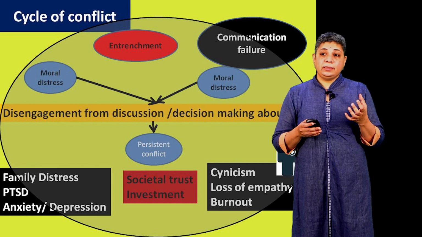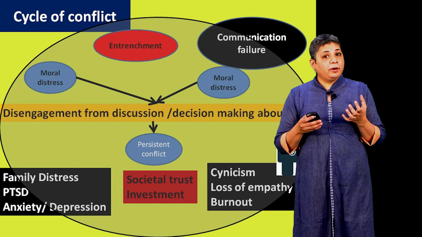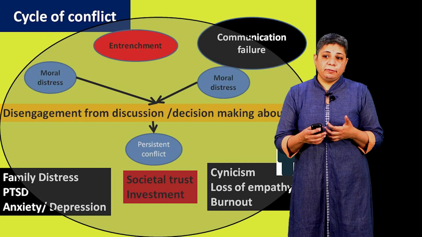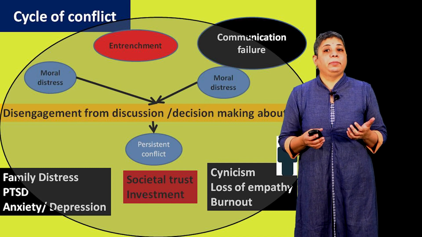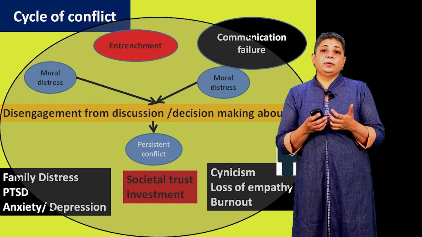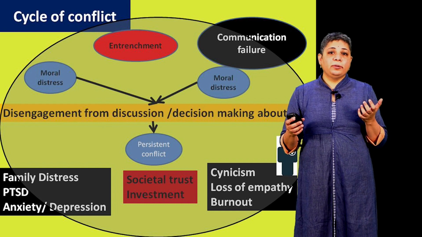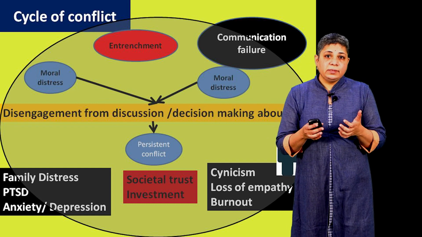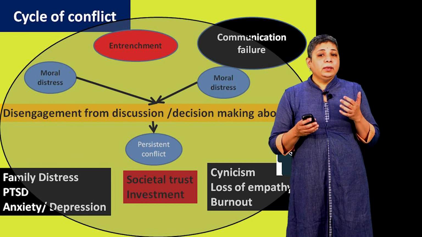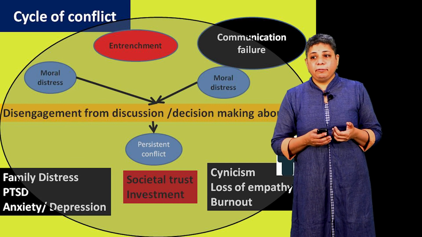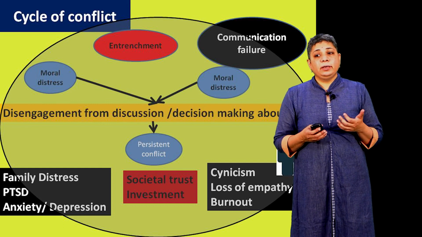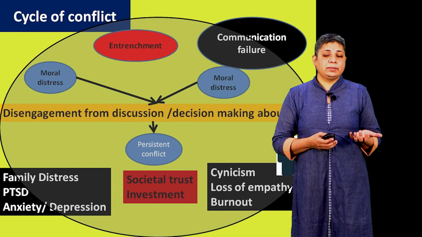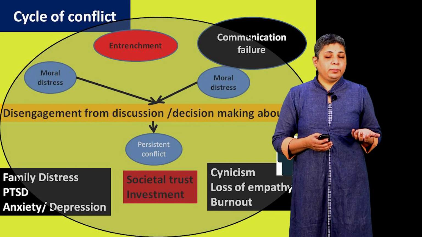So what happens at some stage is there is a lot of moral distress and teams start disengaging from discussion or decision making about care. The discussion, the talk goes into something else, and it loses focus from care, which is our primary aim. So this leads to persistent conflict. What happens to the family? There is a lot of family distress. There could be post-traumatic stress disorder. There could be anxiety. There could be depression.